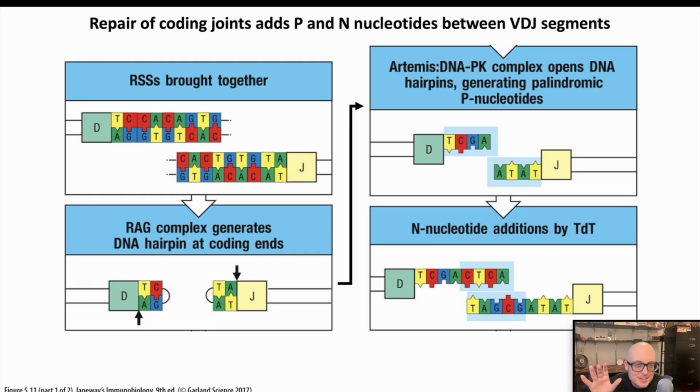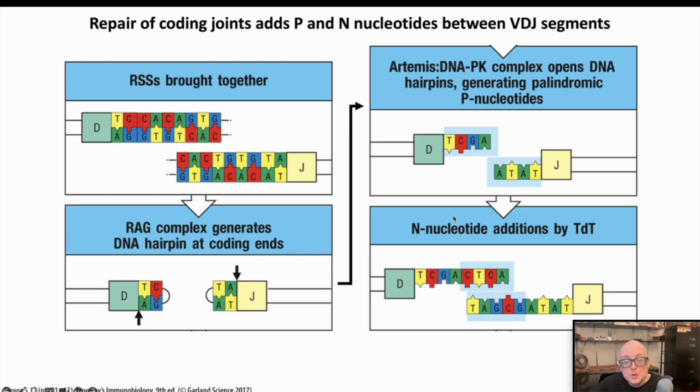Even if you don't really get the idea of a palindrome, that's okay. It's most important to know that the opening of the DNA hairpin just generates some new random nucleotides on both sides, both strands, and we refer to those as P nucleotides. So Artemis and DNA-PK, their activity yields P nucleotides that have now been added to the sequence. And so that will be a source of some additional genetic information, as I said.